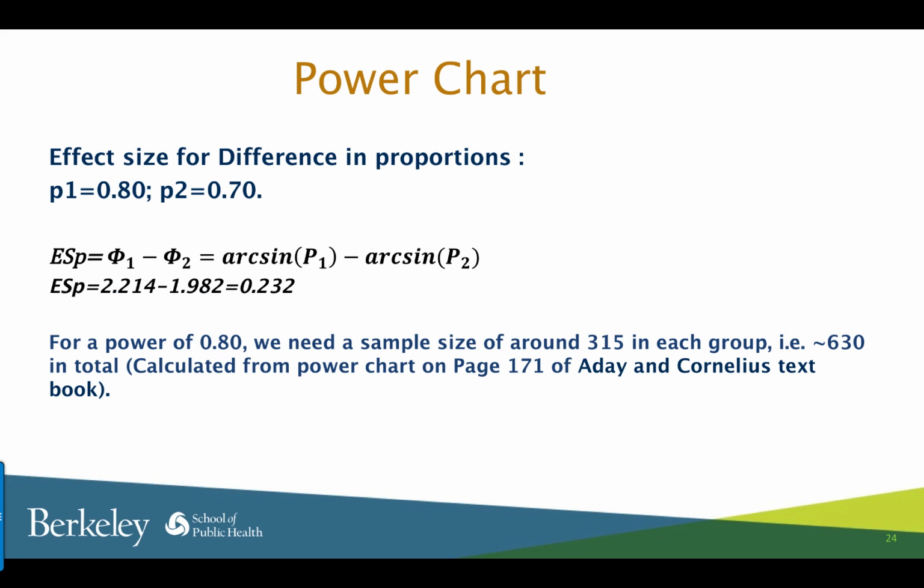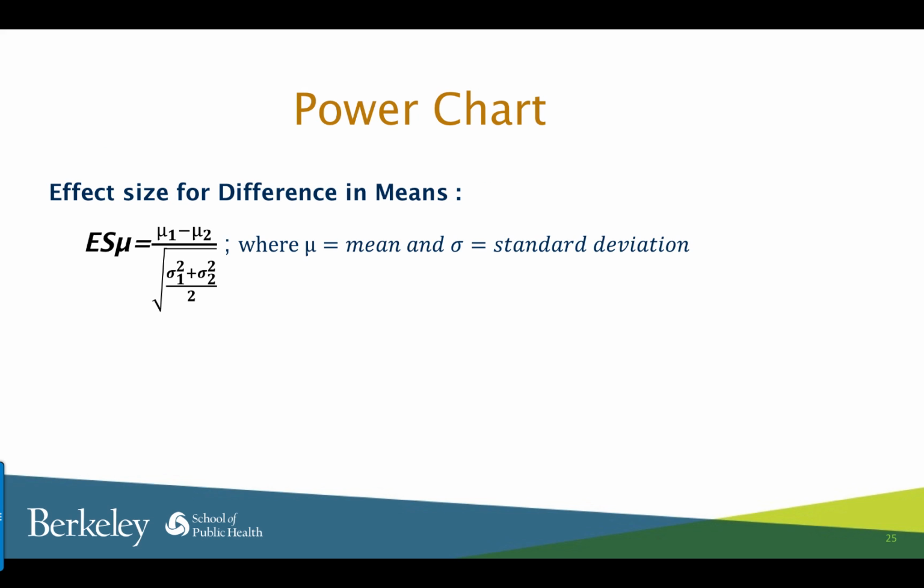So again, for our TB and vitamin D example, let us try to calculate the sample size using the power chart. You obtain your values for arcsine transformation from the table in your textbook and then calculate the effect size for proportions, which came out to be 0.232. So using your power chart against this effect size value of 0.232 and 80% power, you will get a sample size of around 630, or 315 per group, which is really close to what we just calculated from our formula and with Stata. And this is how you calculate your effect size for difference in mean, where mu is your mean and standard deviation is sigma.